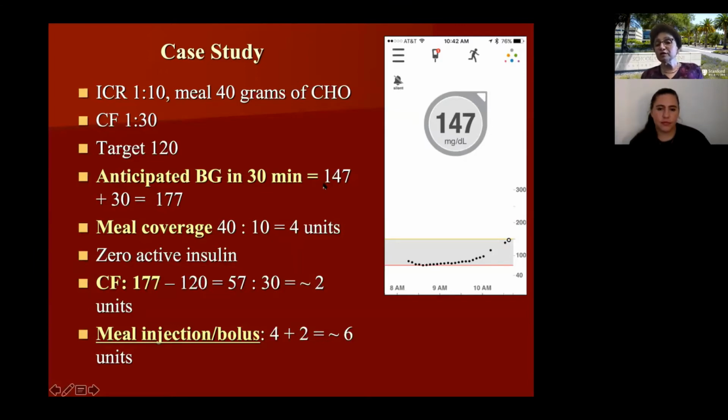How do you do those 2 units on the closed loop? Because it's 1 unit for every 10 grams, right? So if you're afraid to add the whole 20 grams, add another 10 grams. So instead of your 40 gram meal, enter 50 grams or 55 grams. Does that make sense to everyone? Okay.